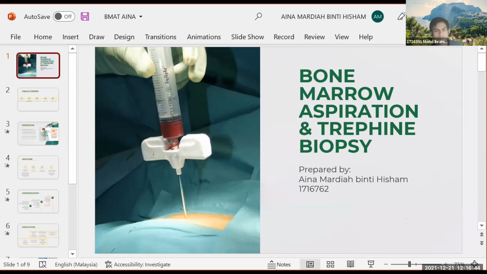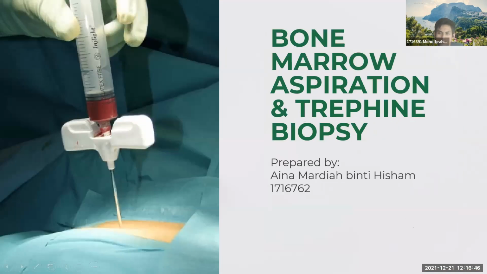Next speaker. Who? Aina Madiah. Yes. Okay. Bismillahirrahmanirrahim. Assalamualaikum warahmatullahi wabarakatuh. My name is Aina Maria binti Hisham, entry number 1716762.